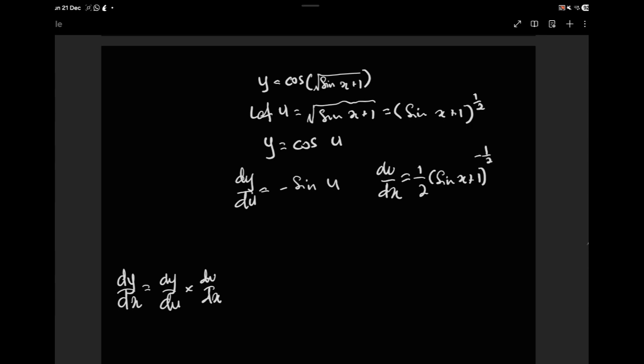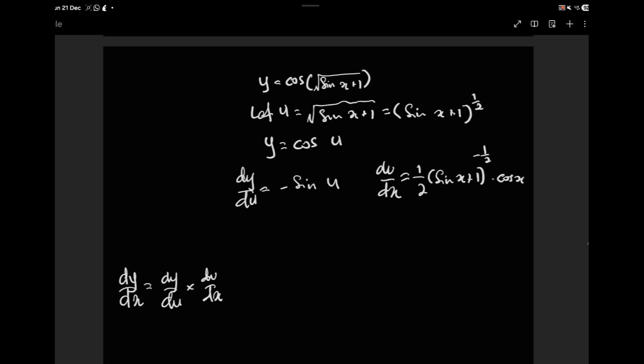And then don't stop there. Because we have another function inside, we are going to need to differentiate it and put it outside. Multiply with it. So sine x plus 1 will become cos x plus 0. So let's just leave it at cos x.